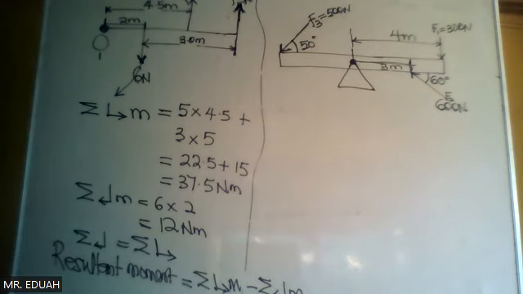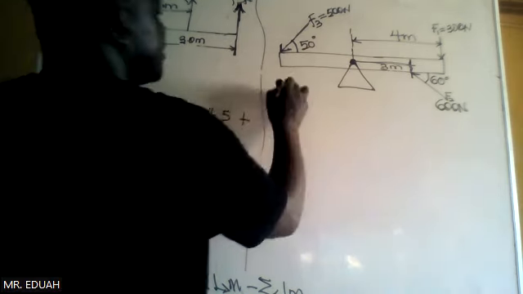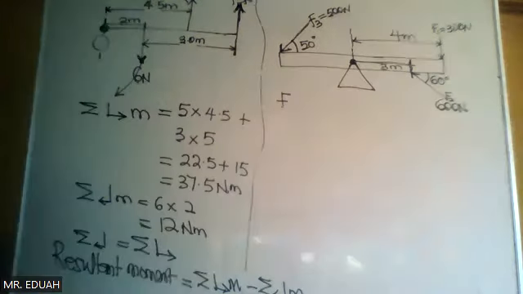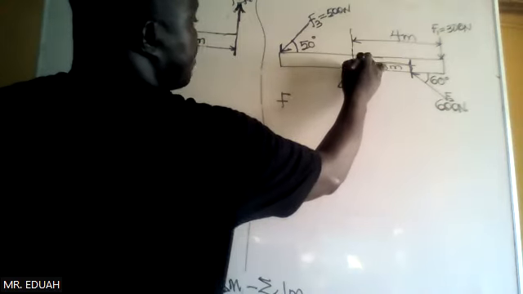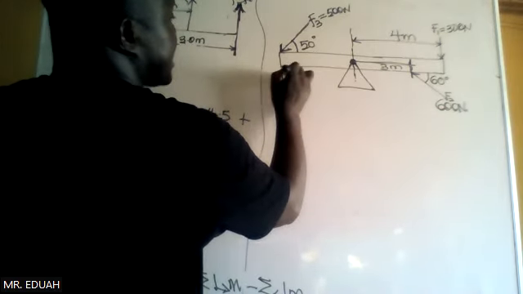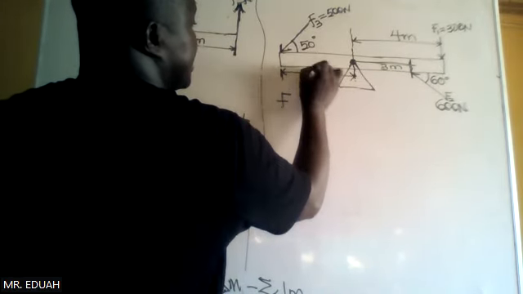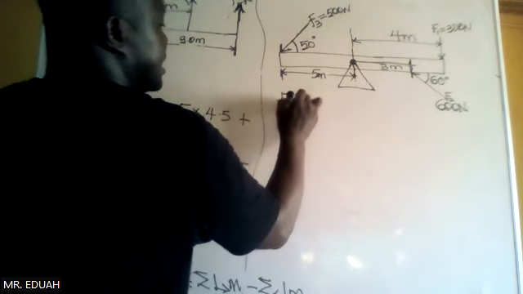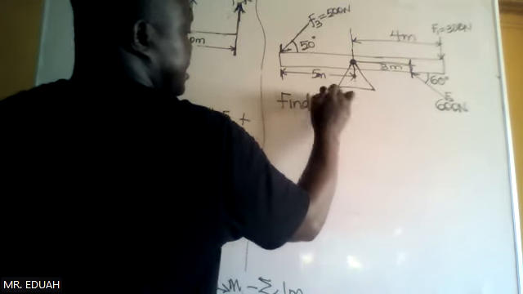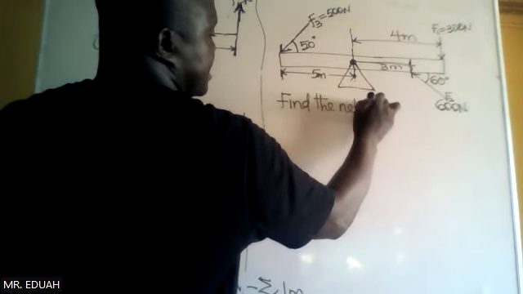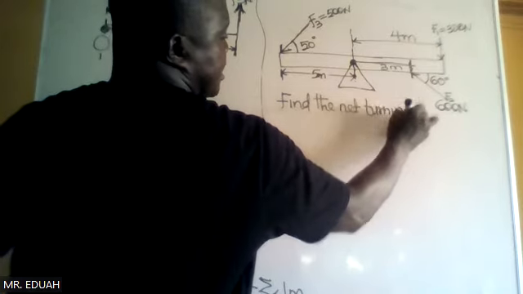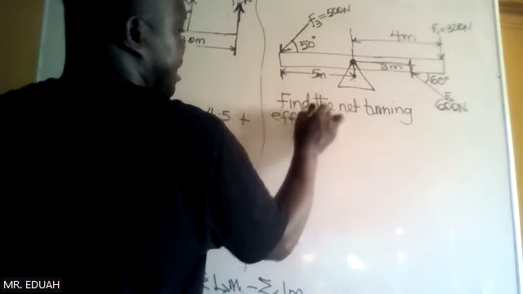Find the sum of the forces, or find the net torque. I haven't provided this: it is acting from the pivot to where this acts. We are told the distance is 5 meters. Find the net torque, the net turning effect around the bar.